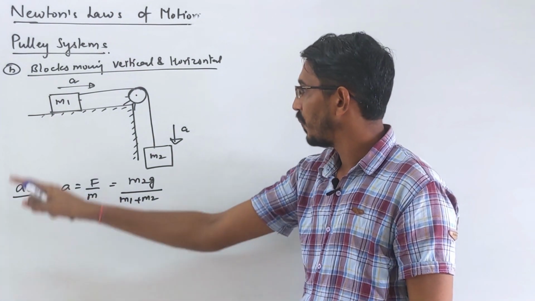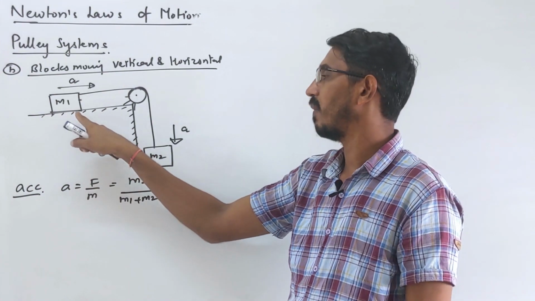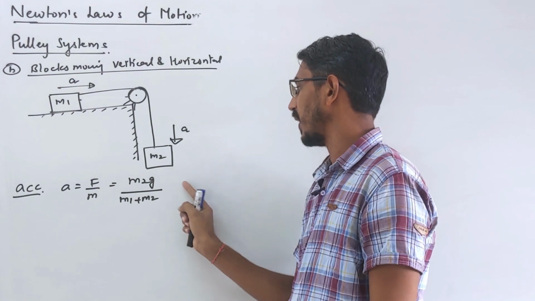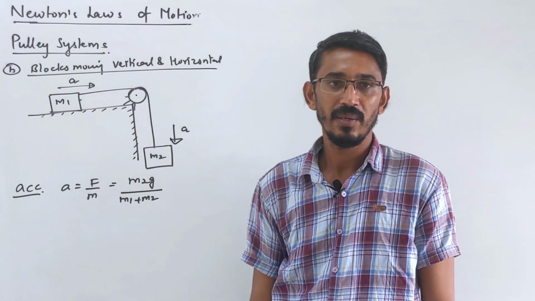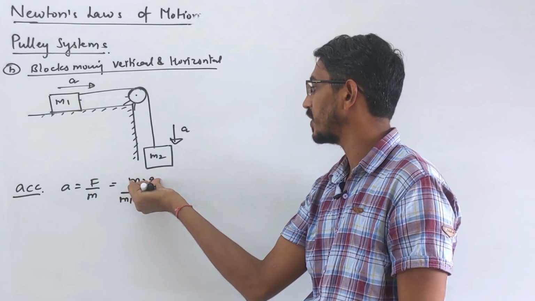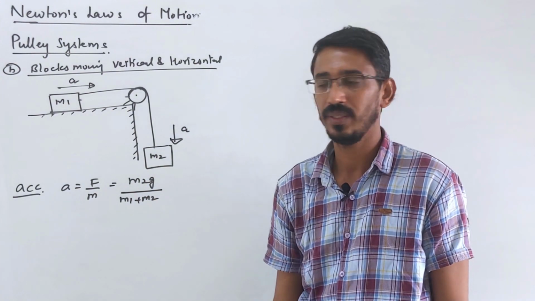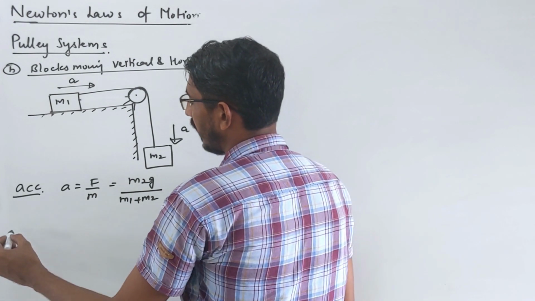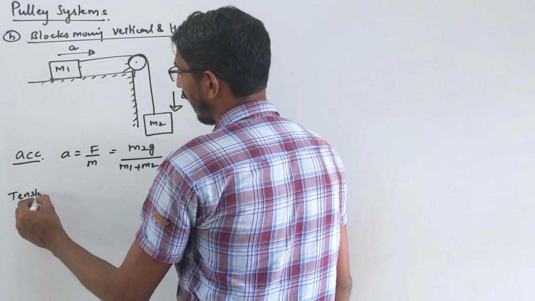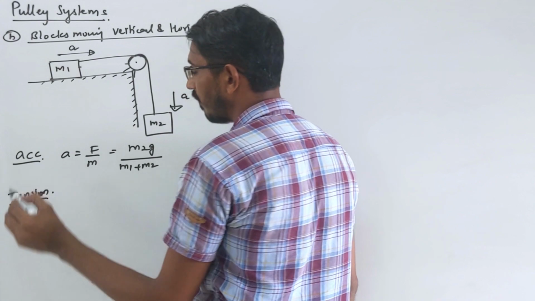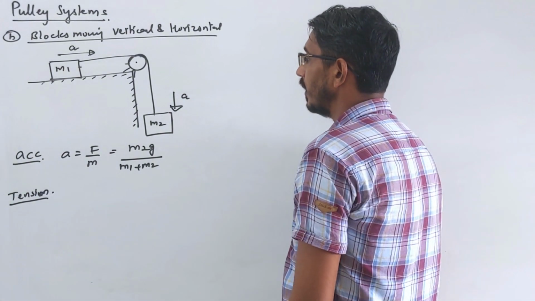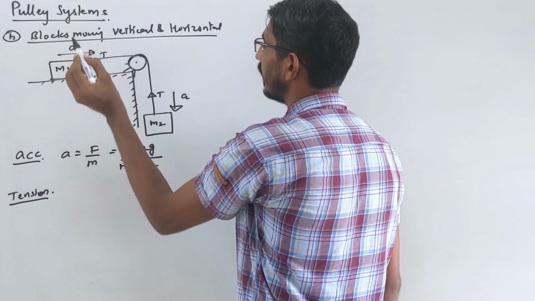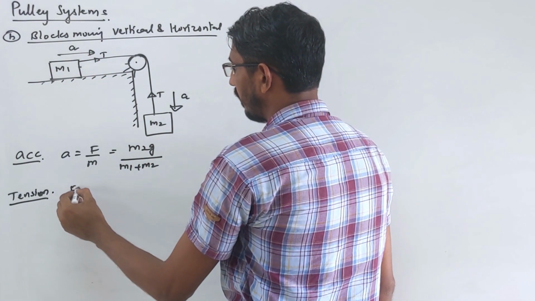Suppose friction was given here, then friction would be an opposing force. You would have to write friction here: M2G pulling down minus friction that will try to stop this system. But right now it's a smooth surface, so only M2G is the force pulling this system downward. This is the acceleration of the system. Now you have to find tension. You have to take the FBD in exactly the same way. Suppose this is a tension T, and here also tension T. Let's write the FBD of M2.